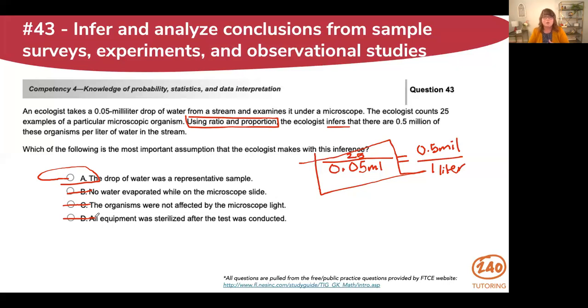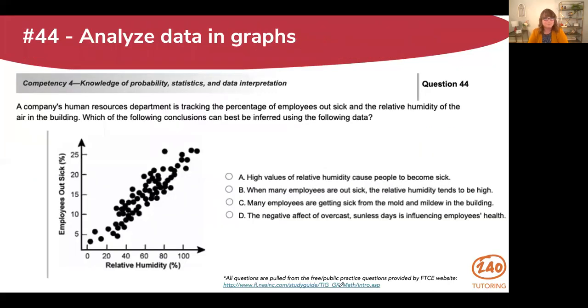So here, remember, when a scientist takes a sample of something, it's much like a sample population of a survey. They're trying to use that sample to draw a conclusion about a larger set of data. Here, the sample of water from the stream is used to draw a conclusion about a whole liter of water from the stream. One tiny drop versus a whole liter. So that is your answer here. Let's go ahead and move to the next question.